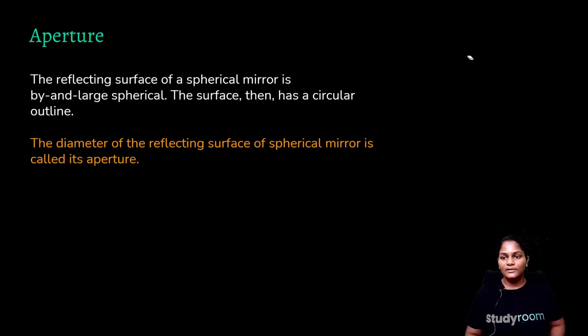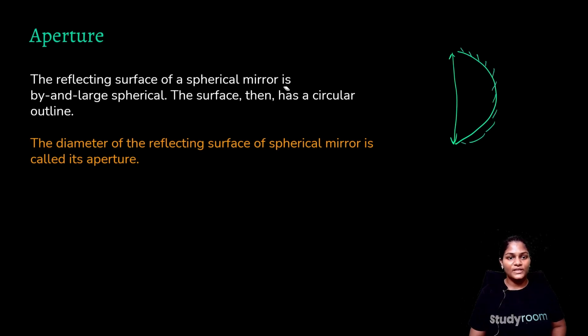Now aperture, again we have done this already, the aperture is the distance between these two points in case of a convex mirror or in case of a concave mirror. The reflecting surface of the spherical mirror is by and large spherical. The surface then has a circular outline, the diameter of this reflecting surface. So this diameter basically is the aperture.